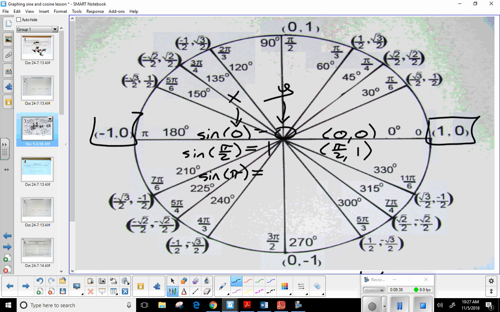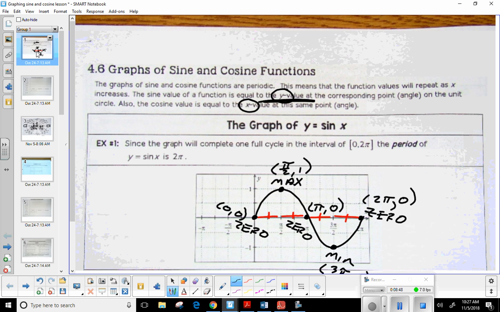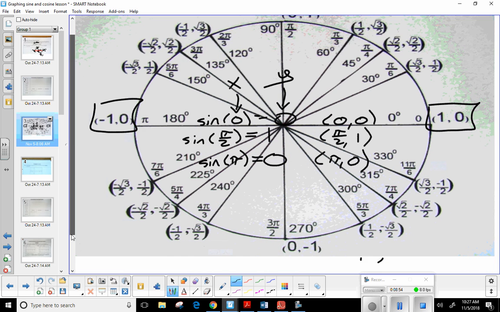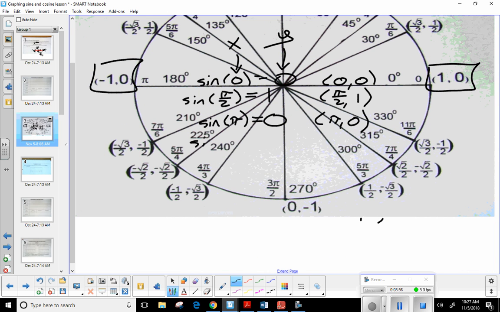The y value at this ordered pair is what? 0. So what ordered pair would that provide me? Pi, 0. You'll notice these are the exact ordered pairs that are creating my sine wave, that sine function. So if we were to continue with this, sine of 3 pi over 2 would give me negative 1.